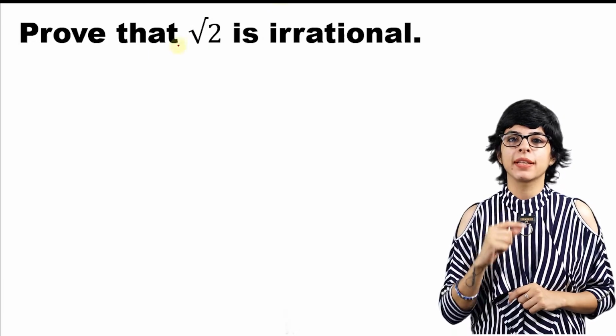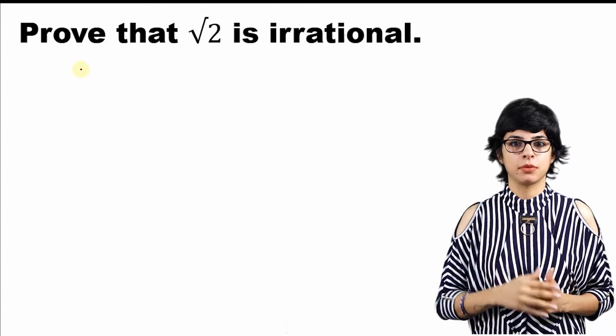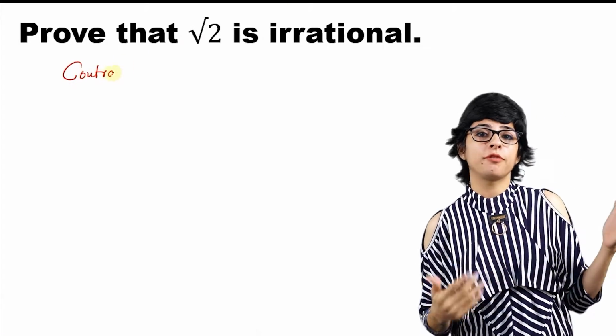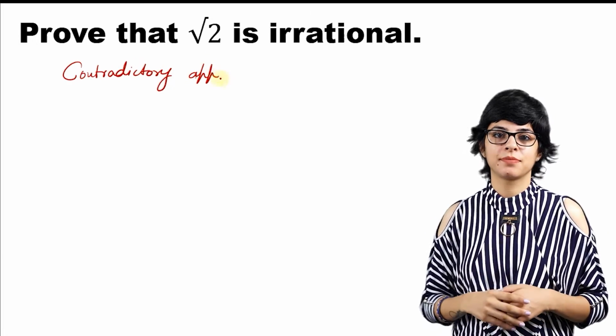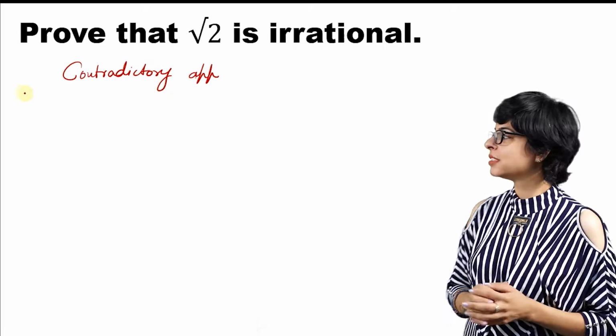The question says that we have to prove that root 2 is an irrational number. Let me just give you a quick tip: we have to solve this question with a contradiction approach. What is the contradictory approach? As the question says root 2 is irrational, while we try to solve the question, we will assume in the starting only that root 2 is a rational number. And as we proceed further, we'll get a contradiction which says root 2 can never be rational. Let's solve this question now.